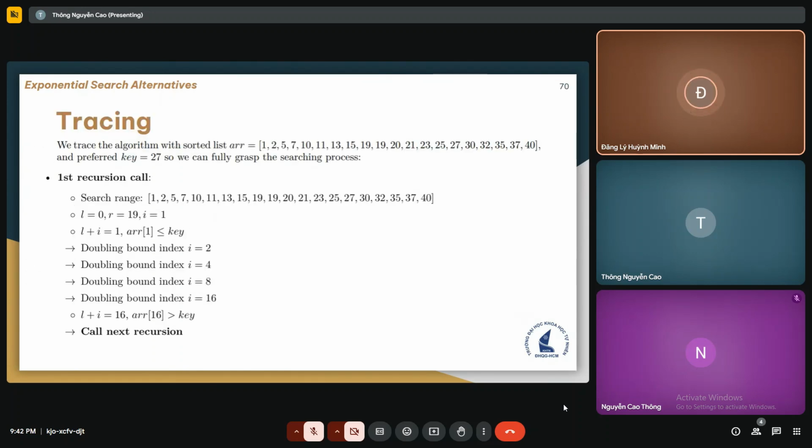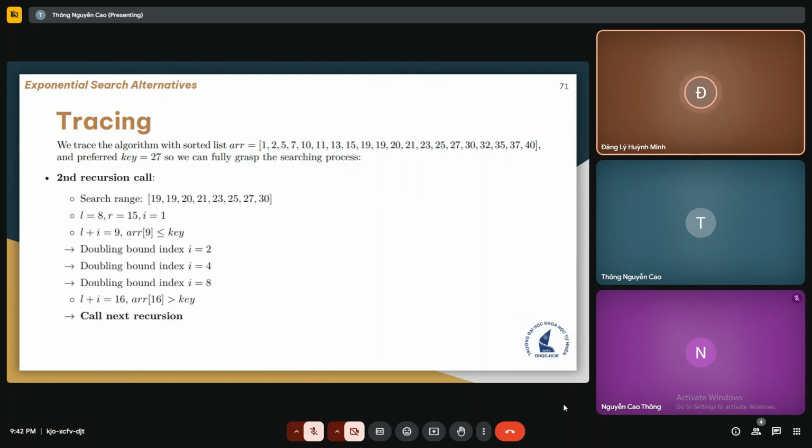Now let's trace the algorithm. We now use a 20-element list and a preferred key equal to 27 so we can fully graph the searching process. In the first recursion call, we have an index L and a temporary variable I. We keep doubling the variable I until L plus I equals an index whose value is larger than the key, and we call the next recursion.